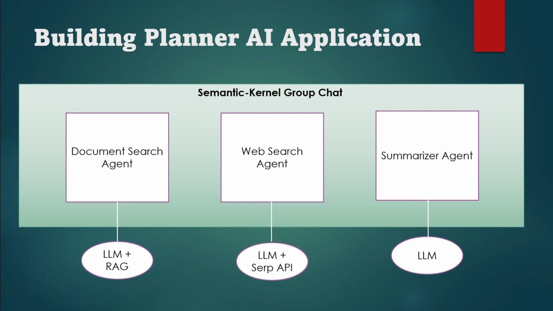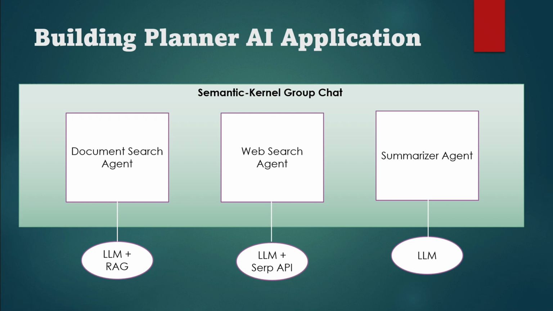Now, for some reason, Microsoft has stopped the deployment of grounding with Bing search in Azure. That is the reason I'm using the SERP API, but instead of using it in Azure AI Foundry, I'm using it directly in the Python application using Semantic Kernel. And the third one is the summarizer agent, which means the output from the document search agent and the web search agent will be summarized by this agent, and then we will get the finalized outcome.